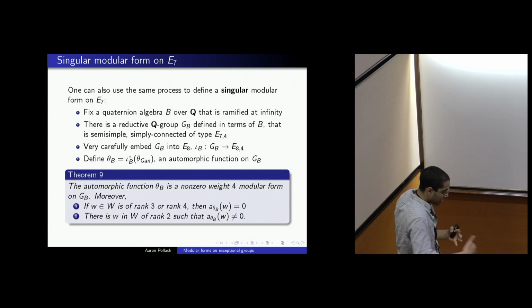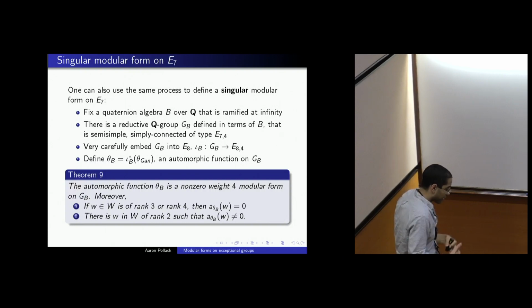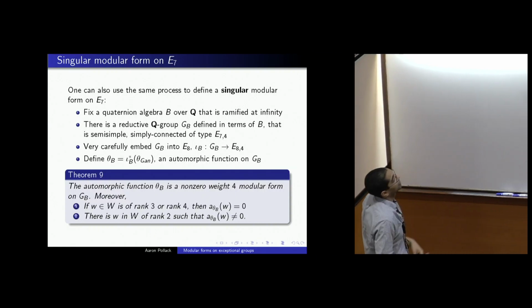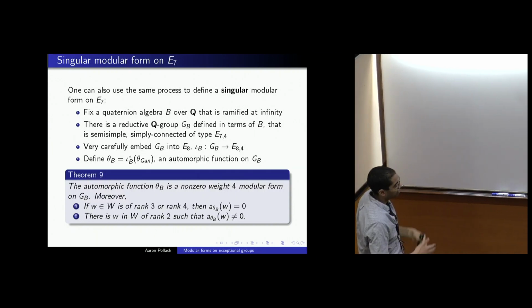So remember, the orbits of H on W of this Levi on the abelianized unipotent radical. There's 4 non-zero orbits over the complex numbers, rank 1, rank 2, rank 3, and rank 4. So here the rank 3 and rank 4 coefficients are 0, and there's a non-zero rank 2 Fourier coefficient.